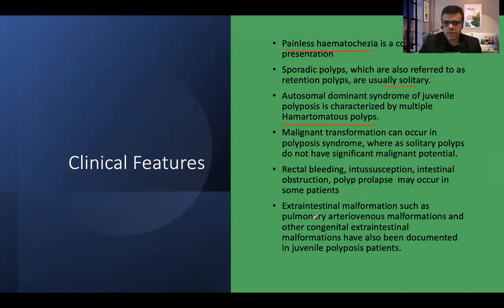Extraintestinal manifestations are common in polyposis syndrome, and the child may suffer from pulmonary AV malformations, and other extraintestinal malformations have also been documented in the patients of juvenile polyposis syndrome.